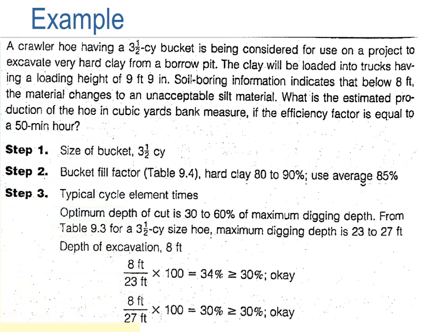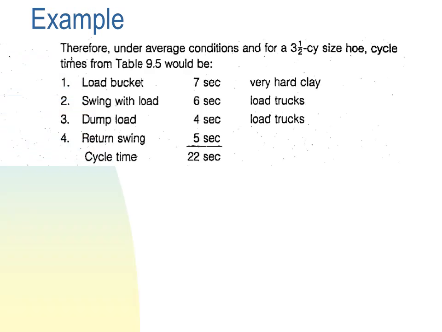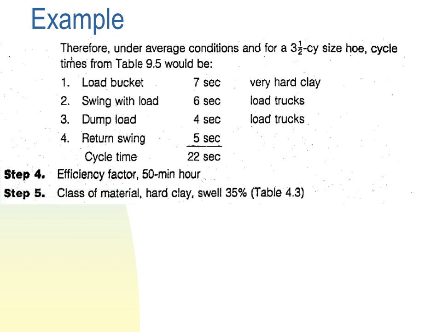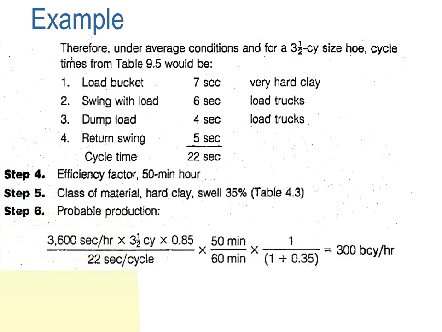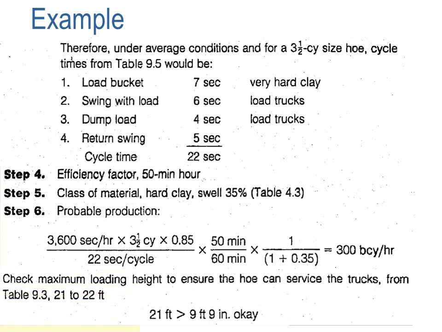You should first check the range issue, that it could do the job. So it came that the 8 over 23 and 8 over 27, the 23 to 27, these are the ranges provided in the table. Both are more than 30% and less than 60%. So that means that it is okay. Then you'll get your cycle times and sum them up from the table. The efficiency factor is 50 minutes per hour. Hard clay will swell by 35%. You'll apply your equation, and you'll simply get 300 bank cubic yards per hour for such a case.